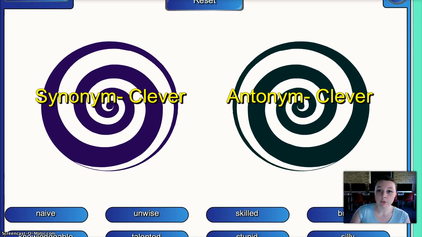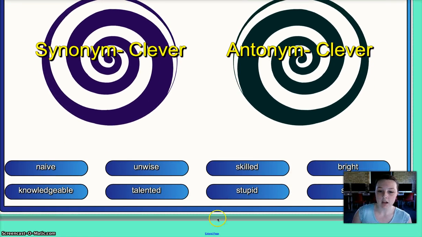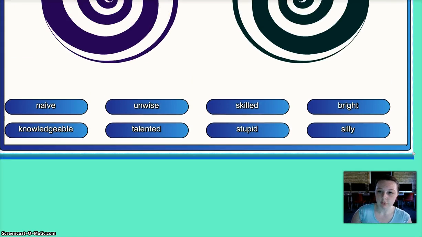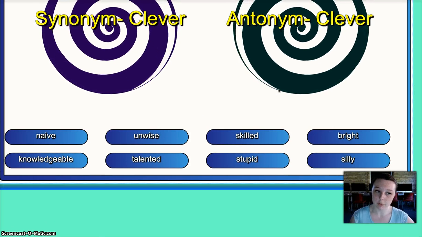Now we're going to match some synonyms and antonyms based on the word clever. So we have to figure out a synonym for the word clever and an antonym for the word clever.